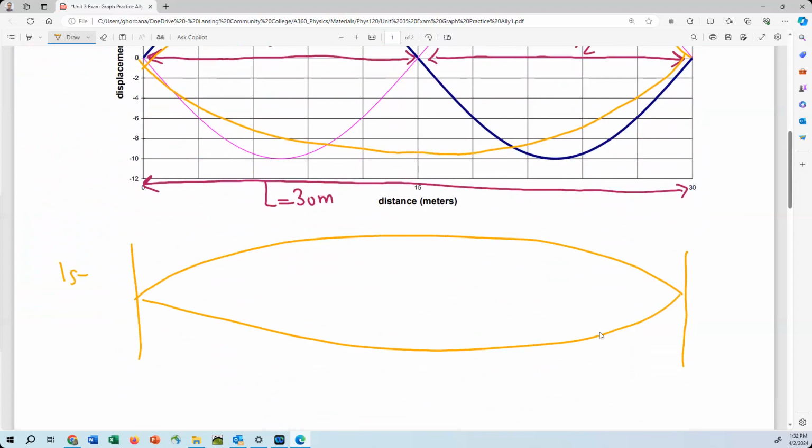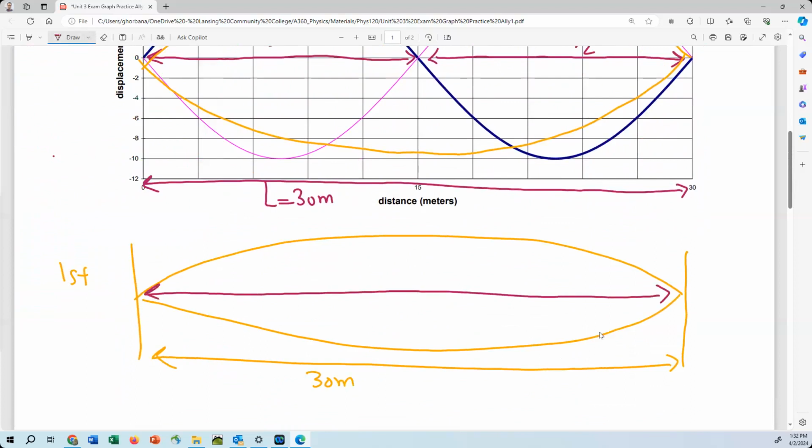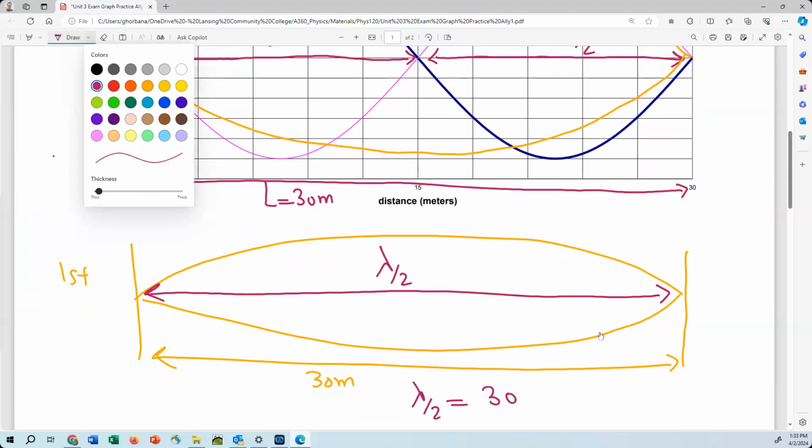So first harmonic, from here to here is how much? 30 meter, good. So we know that each one of these loops represents half a lambda, yes? Half a lambda is equal to 30, yes? So how can we find the lambda? Here, just solve for lambda.